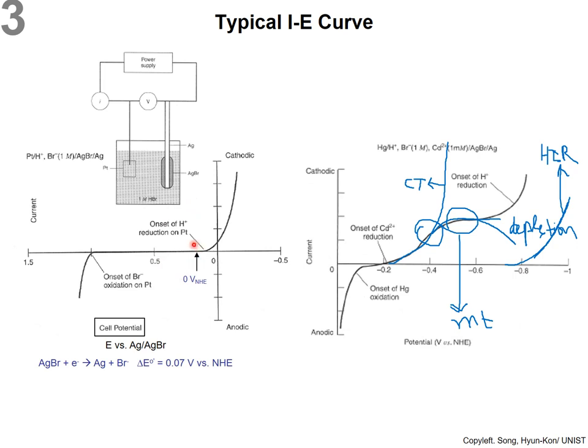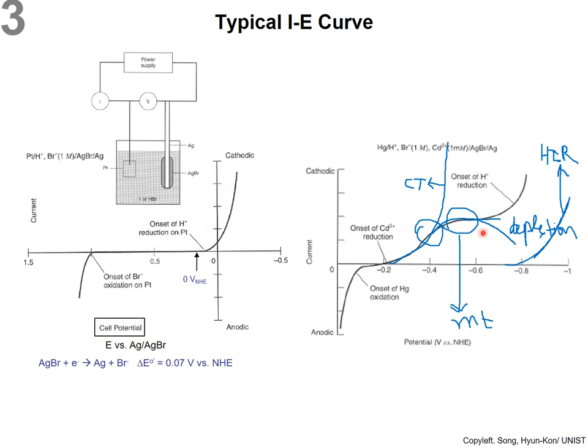In the first experiment, you have used the platinum electrode. A platinum flag is used as the electrode, and the platinum also plays a role of catalyst for the hydrogen evolution reaction. It means platinum accelerates the reaction rate of the hydrogen evolution reaction. So you can find the onset potential of the current around the thermodynamic value, like 0.0 volt versus normal hydrogen electrode.